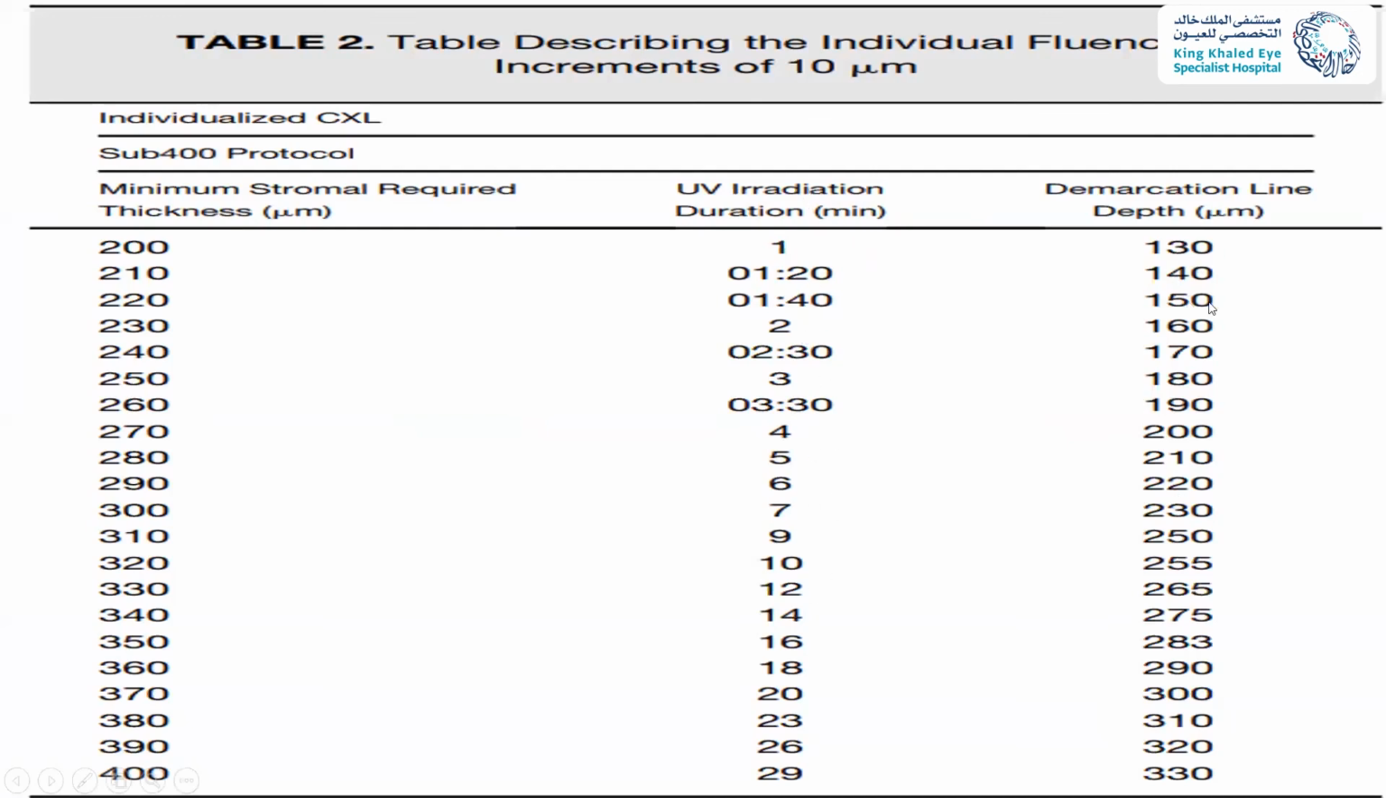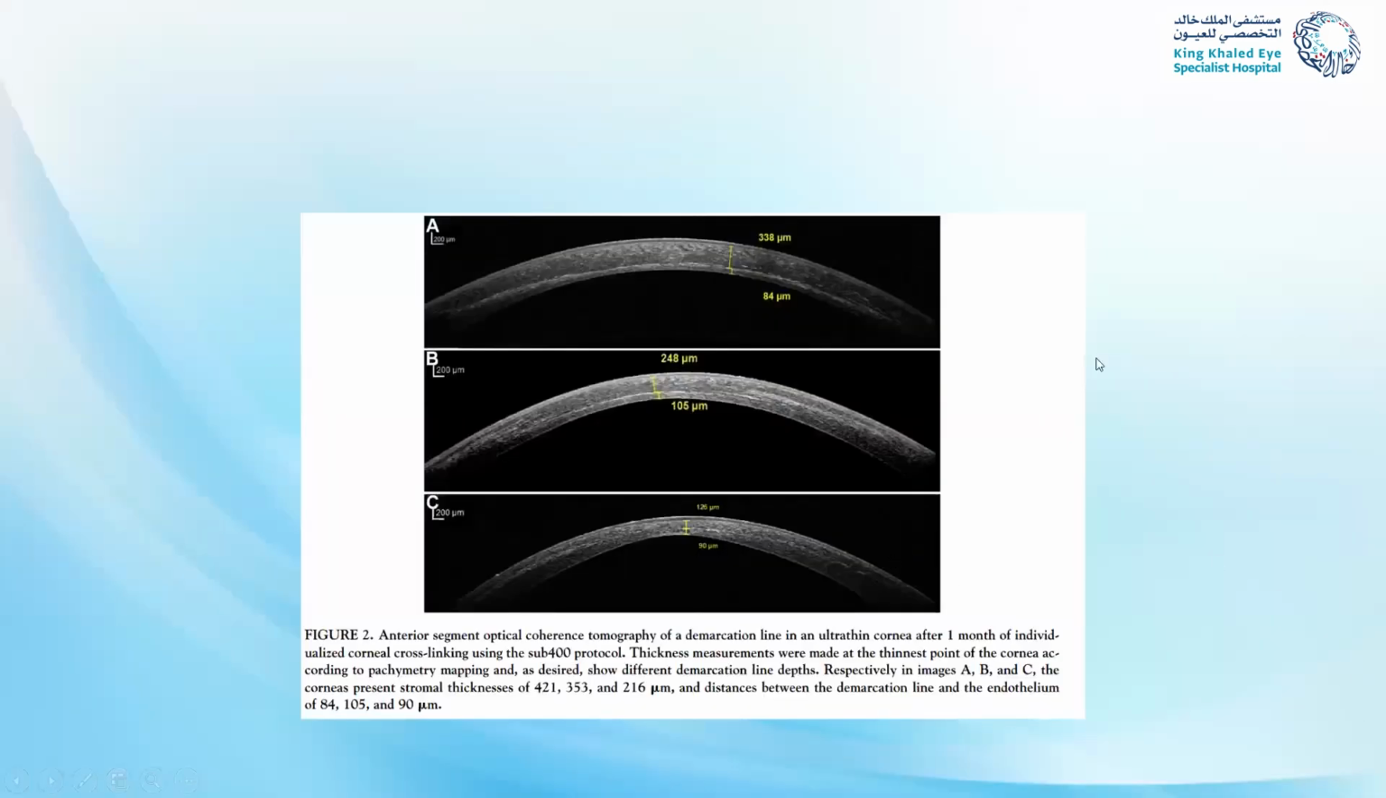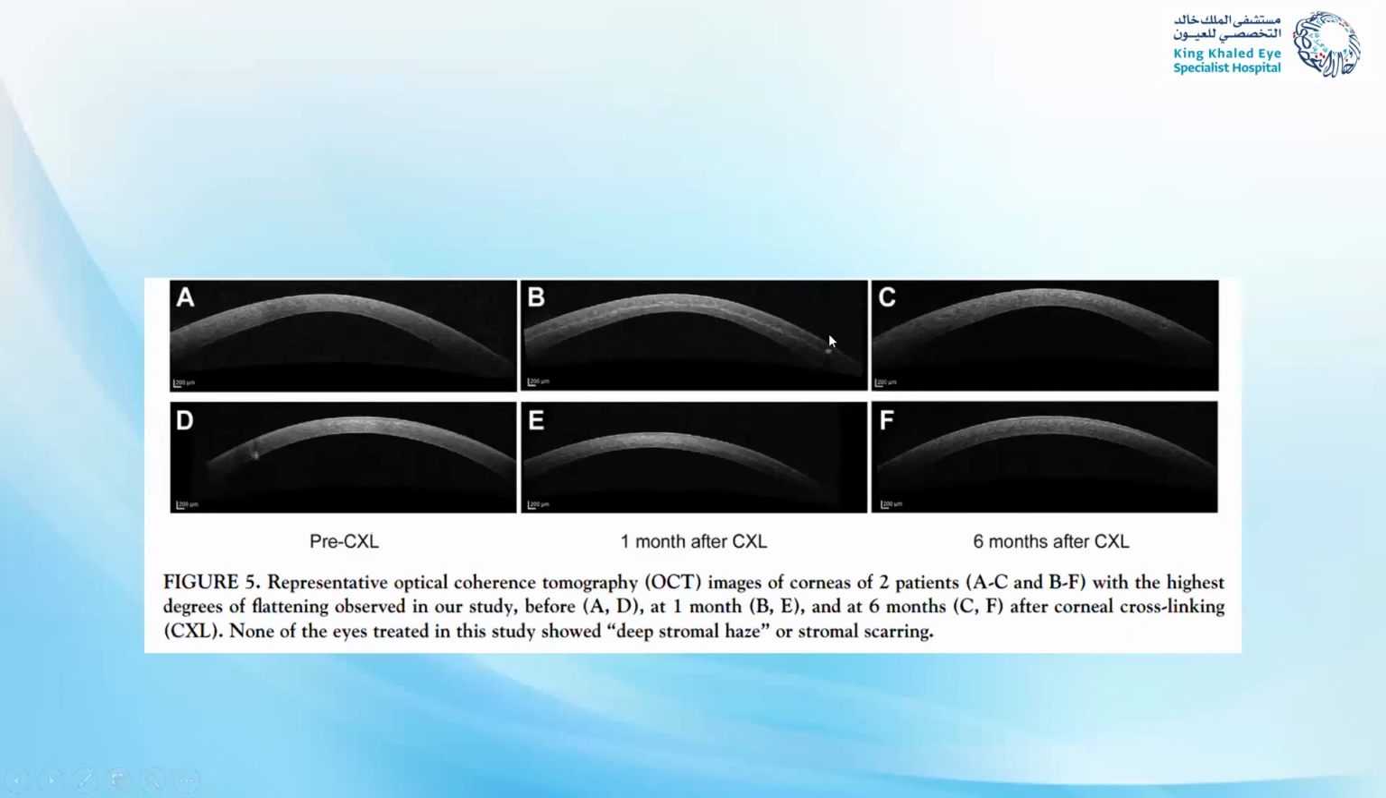And this is the expected demarcation line where it will appear. And you can see here, you have 3 different cornea thicknesses that have all been treated based on the algorithm. You can see this is quite a thin cornea. I think this is around 250 micrometers thickness cornea. And you can see that the demarcation line here is 90 micrometers above the endothelium. And here you have a bit thicker cornea, and here a more thick cornea. Okay.